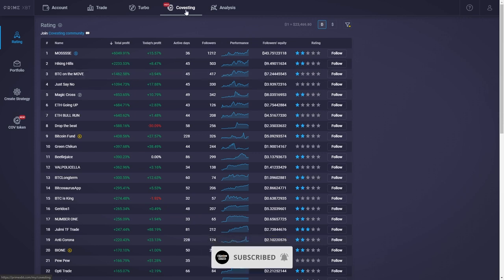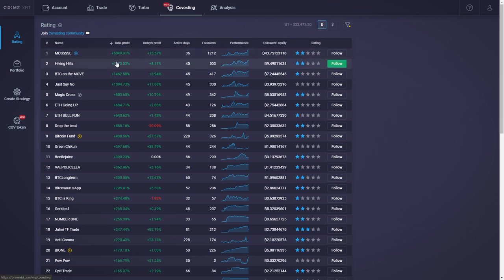On the Covesting tab, alongside the traders, we have the total profit, today's profit, active days, followers, performance, followers equity, and rating. The most important things, of course, are total profit, active days, and also performance and rating. I will explain everything, but it gets a little more in depth with this one, because we are going to click on one of the traders and I'm going to show you a very specific metric that you need to pay attention to before you click the follow button and before you give them the funds to trade with.